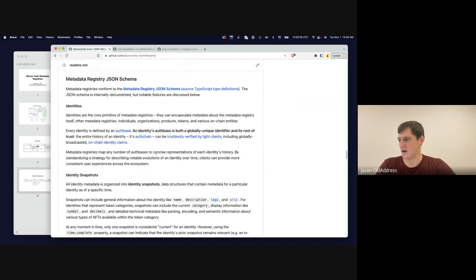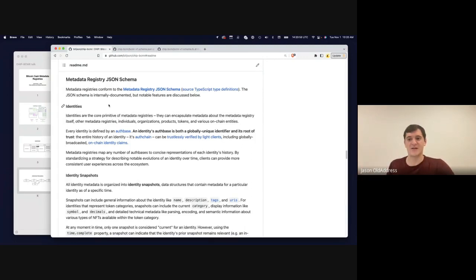But I'll give a quick overview. We talked about how identities are really important here. Identities are the core primitive for metadata registries. Metadata registries are JSON documents with a version, optionally a registry identifier, which is just the auth base that the registry claims is its own identity, and then a giant mapping of auth bases to identity information. And that is what a registry is. It's just a set of mappings from these 32-byte hex identifiers to identity information.